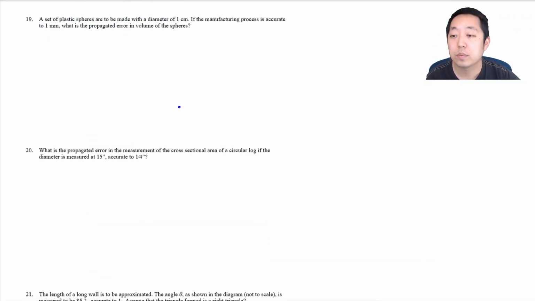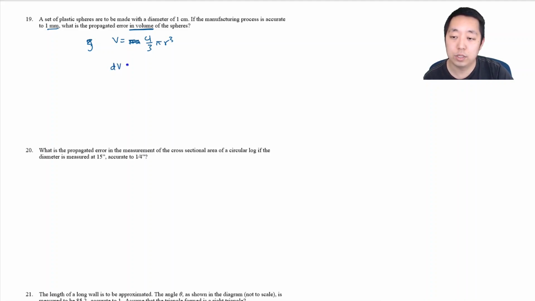A set of plastic spheres are made to be with a diameter of 1 centimeter. If the manufacturing process is accurate to 1 millimeter, what is the propagated error in the volume of the spheres? So this is kind of an application of differentials. You think that I'm looking for the volume, right? And so the volume is equal to 4/3 pi r cubed.